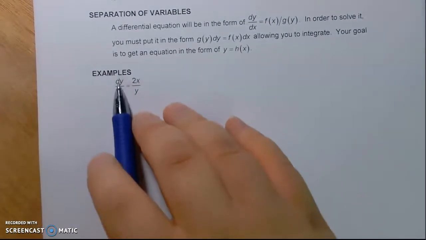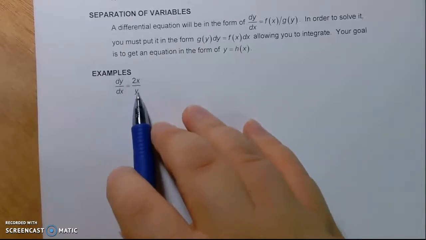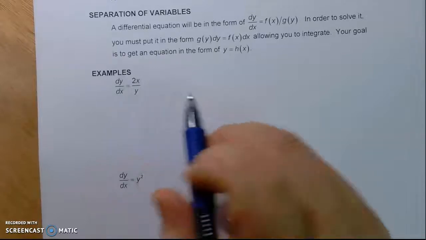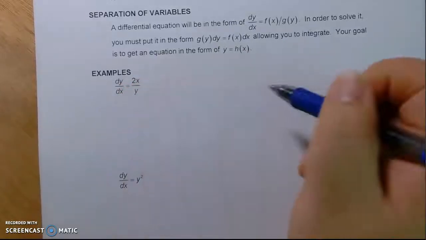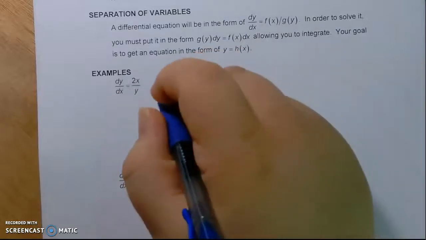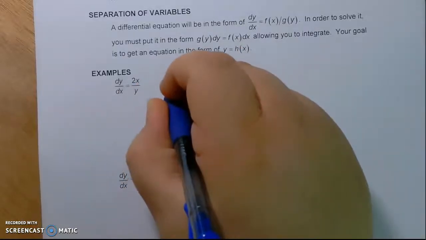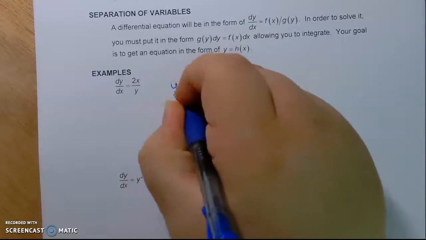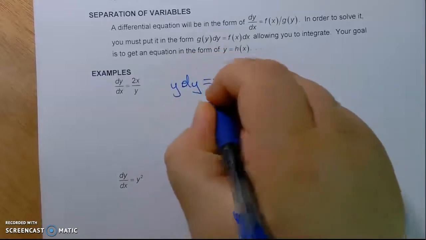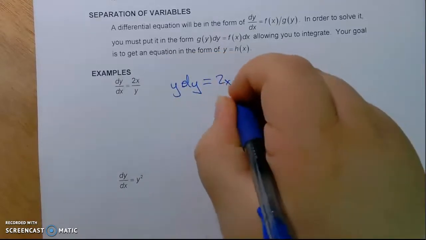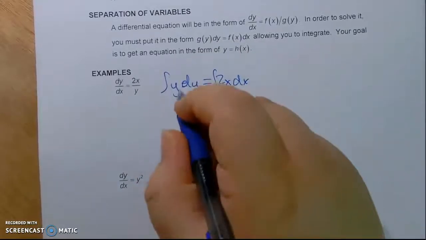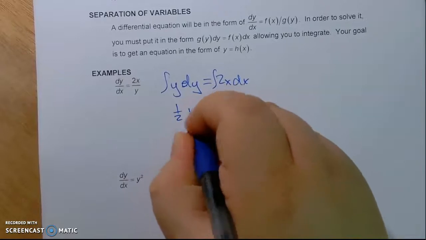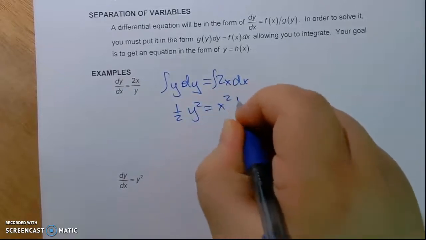So we see here we have dy/dx equals 2x over y. We're going to move the y over here and the dx to the other side. So y's will almost always be on our left. dx's will almost always be on our right. So when we do that, we get y dy equals 2x dx. Then we're going to integrate both sides. We get 1/2 y squared equals x squared plus c.